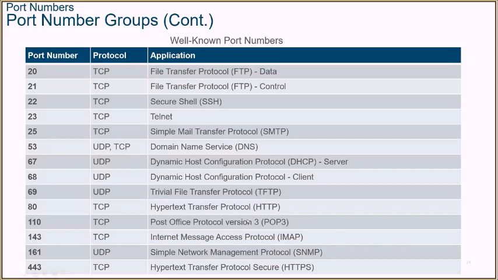And other ports are 67 and 68 for DHCP. TFTP uses 69. Web browsers use 80. 110 is used for POP3, which is an old email receiving protocol. IMAP is a newer one, which is 143. SNMP uses 161, and of course secure web pages use 443. That's, again, not an exhaustive list, but a good list.